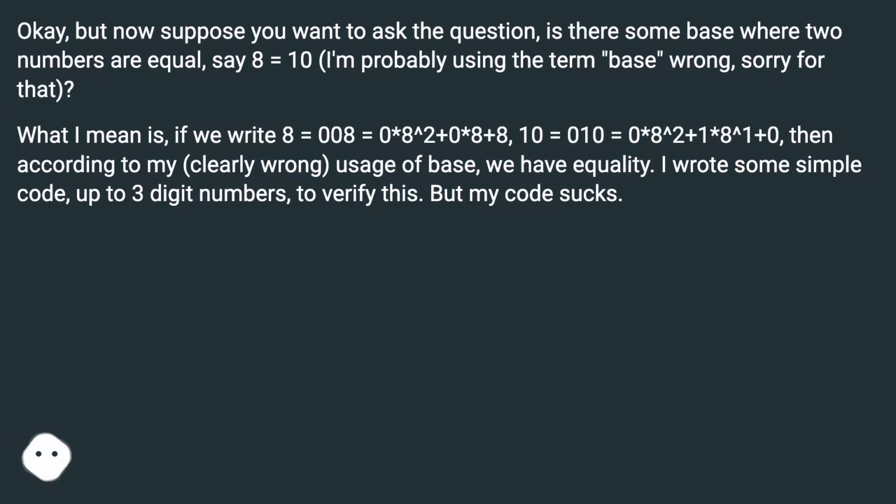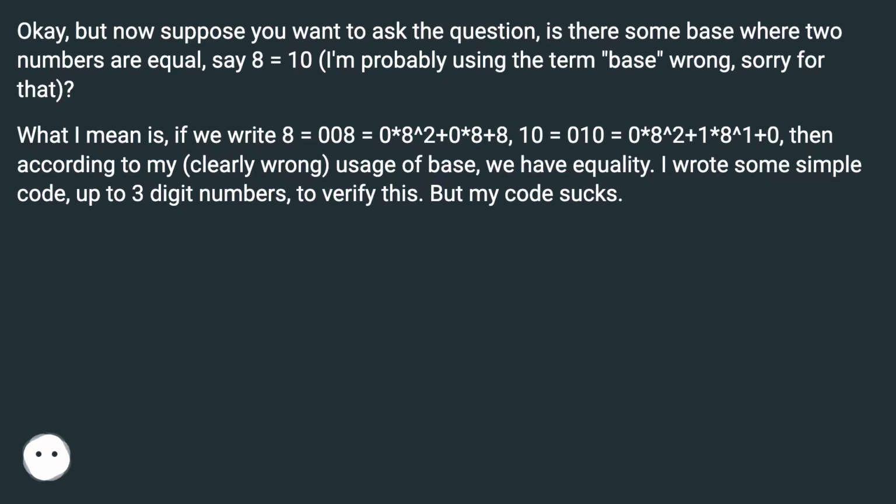Okay, but now suppose you want to ask the question, is there some base where two numbers are equal, say 8 is equal to 10? I'm probably using the term base wrong, sorry for that. What I mean is, if we write 8 equals 0 times 8 squared plus 0 times 8 plus 8, and 10 equals 0 times 8 squared plus 1 times 8 to the power of 1 plus 0, then according to my clearly wrong usage of base, we have equality.